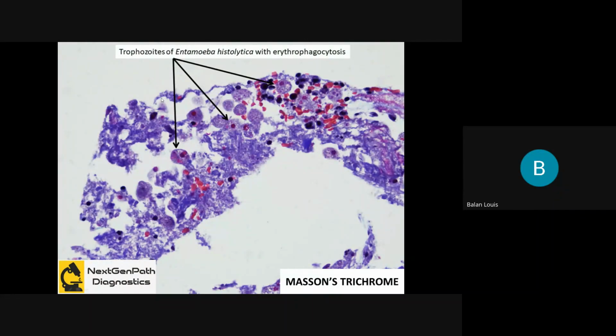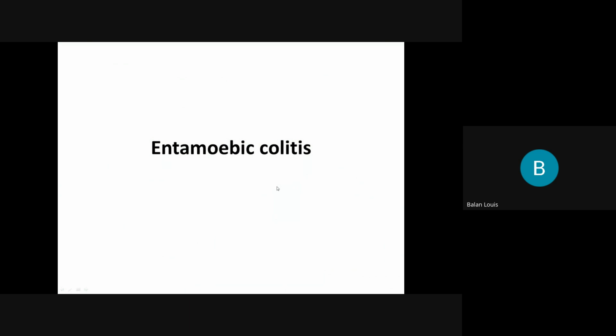So this is a special stain, Mason's special stain. These are all organisms eating up red blood cells. The red blood cells are easily highlighted as red in the Mason's stain. So these are nothing but trophozoites of Entamoeba histolytica, which are showing erythrophagocytosis. So this is an entamoebic colitis.